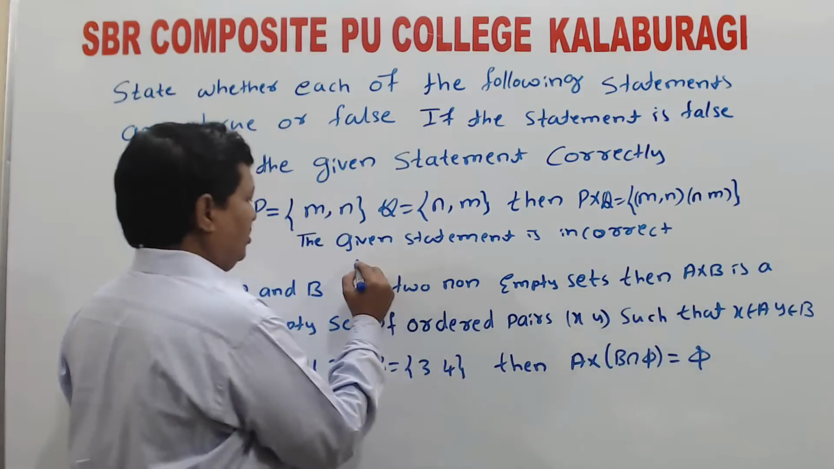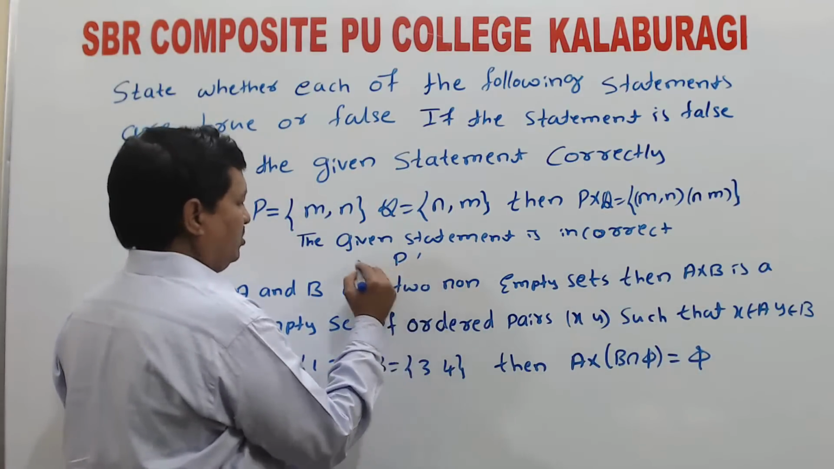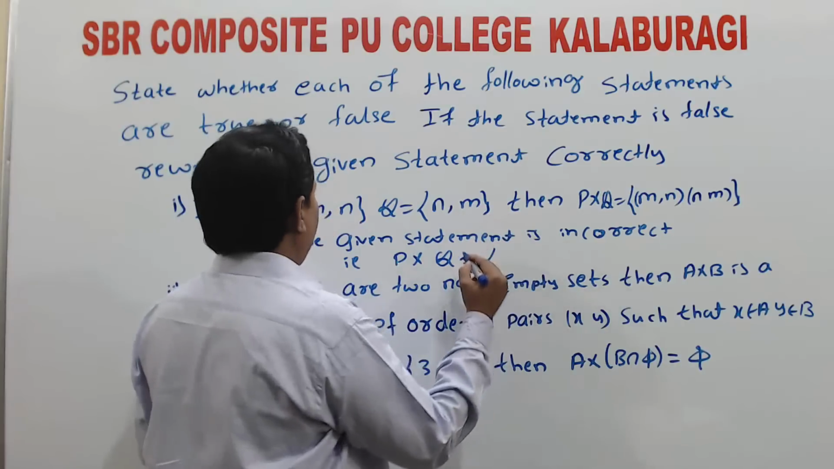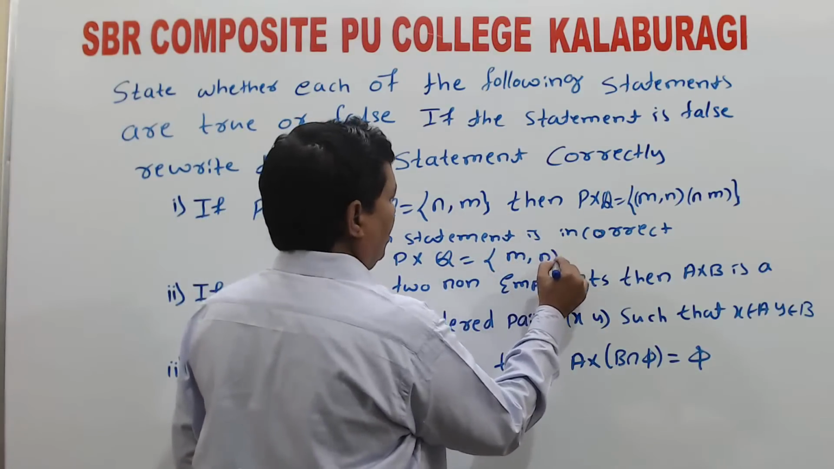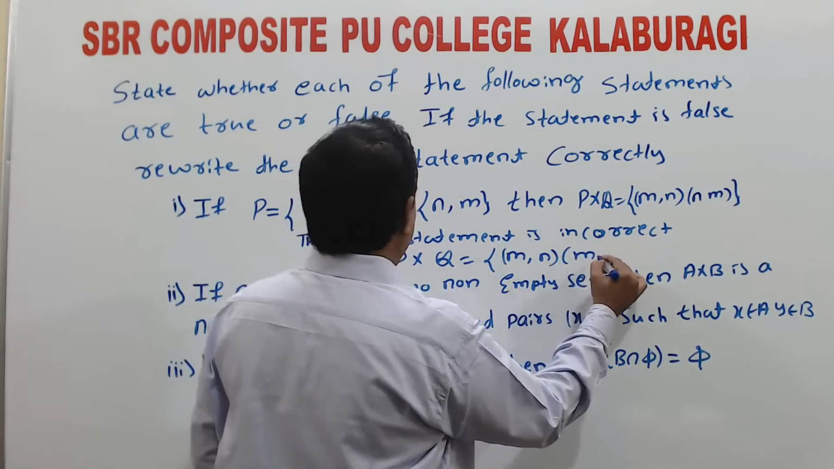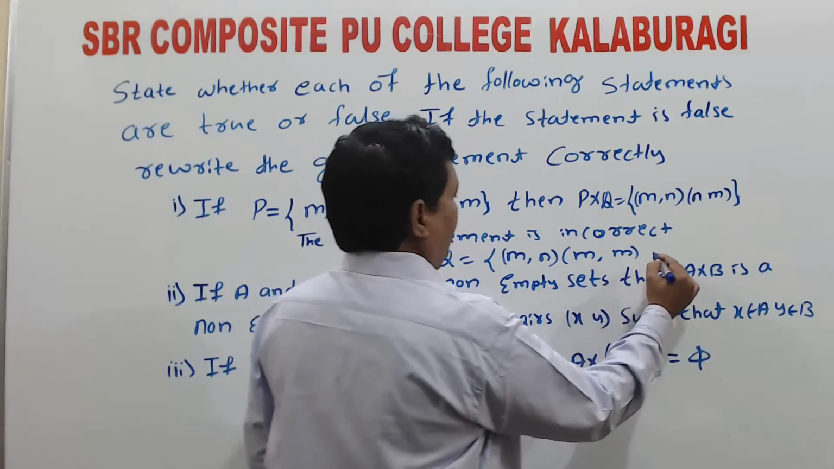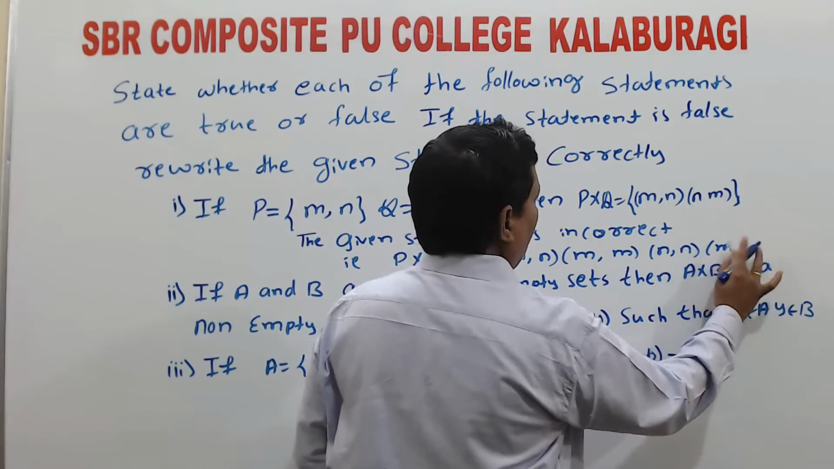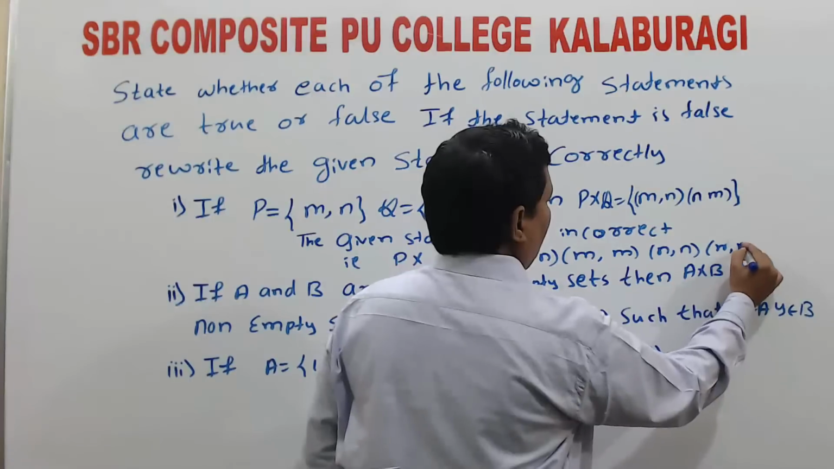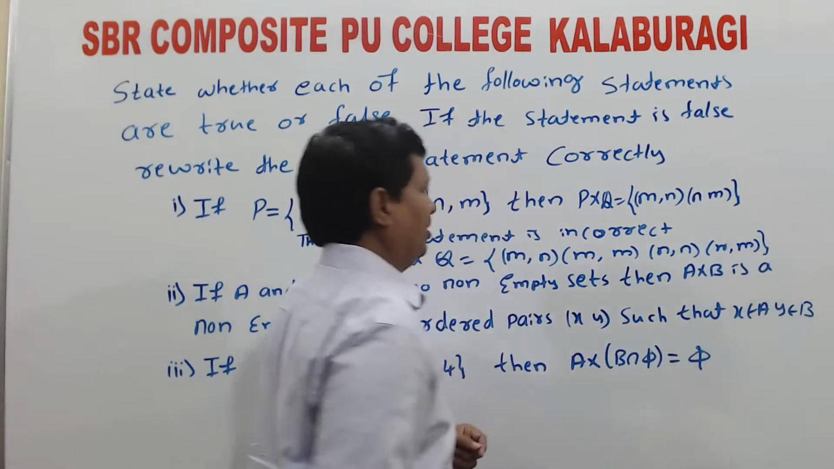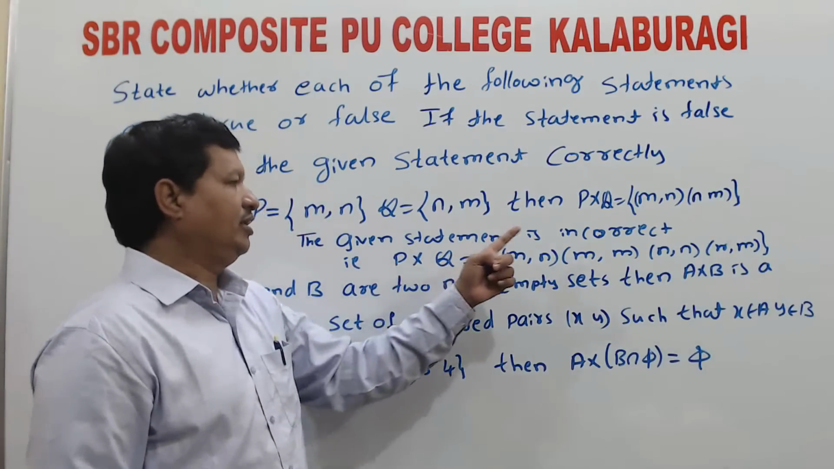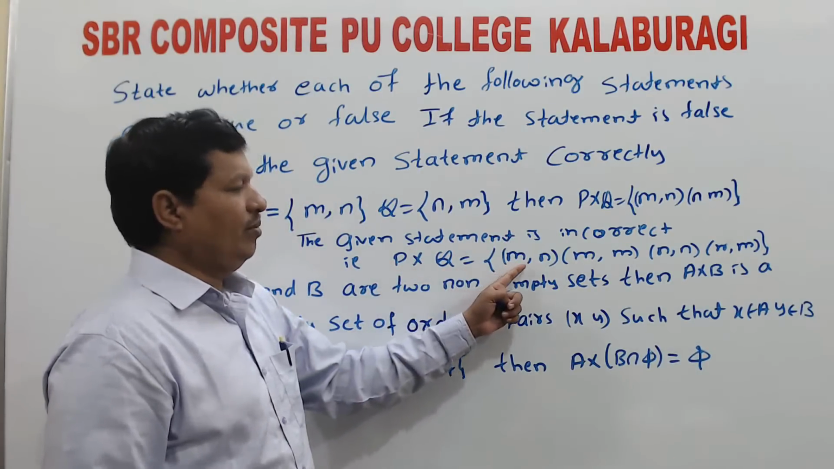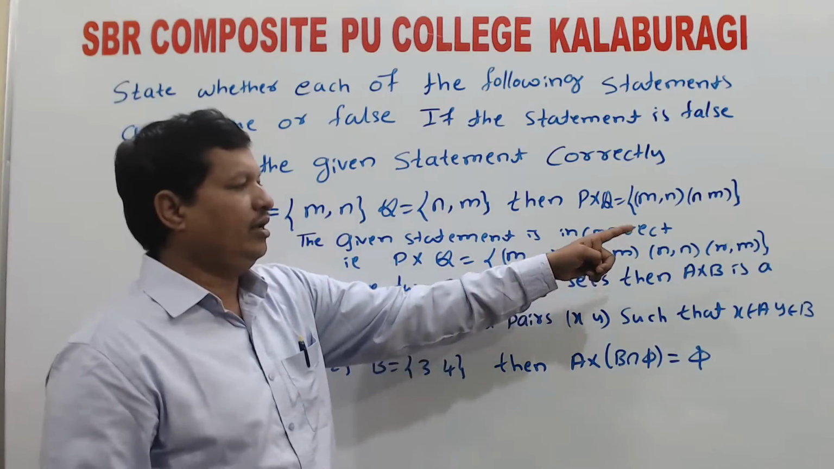What is the correct statement? P cross Q equals {(m, n), (m, m), (n, n), (n, m)}. This is the correct statement. The given statement is incorrect. Therefore, the correct statement is P cross Q equals {(m, n), (m, m), (n, n), (n, m)}.